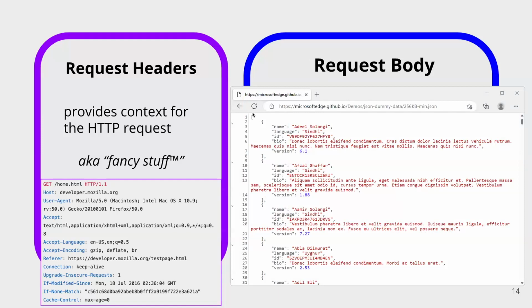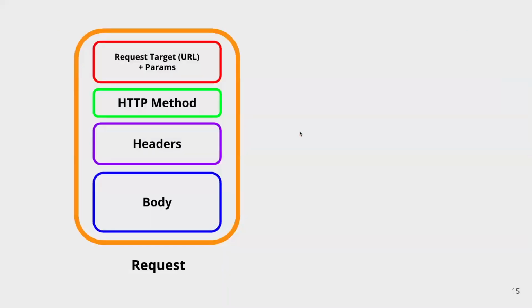And here's just an example where we have an array of what looks like a bunch of dictionaries or key value pairs, where you have keys such as name, language, ID, and so on, mapped to their specific values. Cool, so that's what you should know for how to format an HTTP request.